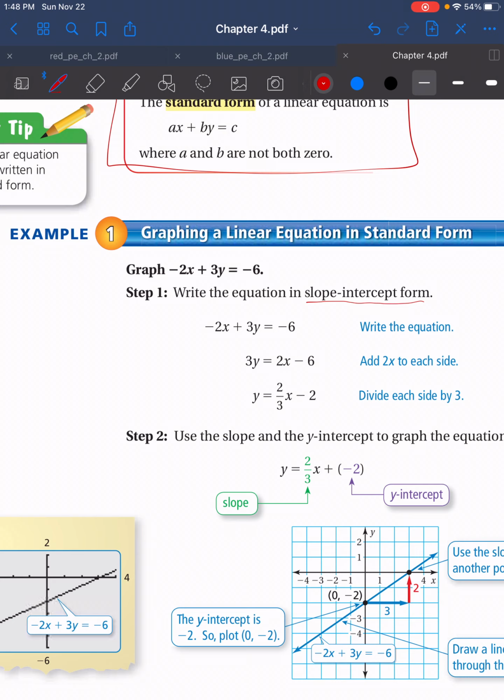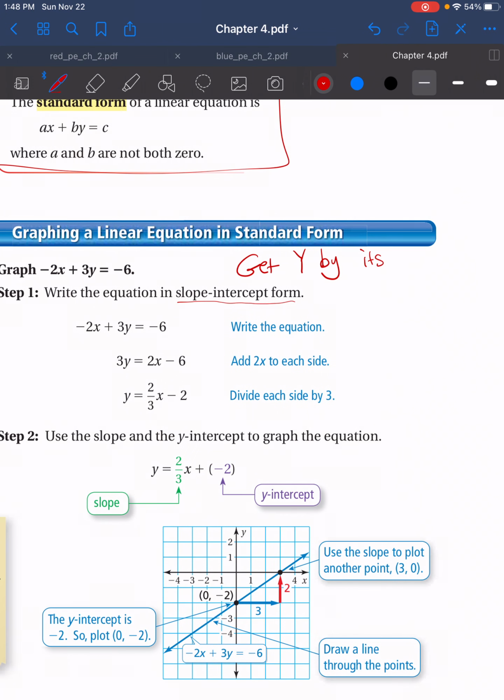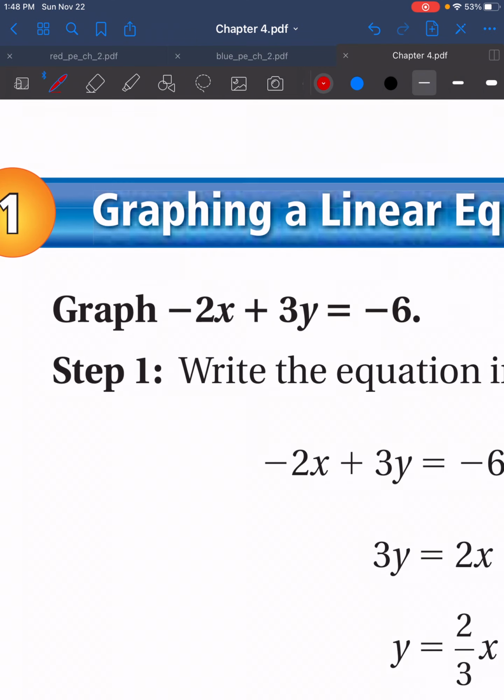So the first thing you should write in your notebook in like sparkly letters or whatever is get y by itself. Okay? That's your number one goal. If they give you standard form, you can get y by itself. Okay? So, just like before, what's happening to y? It's being multiplied by 3 directly. Indirectly, it's also being added by negative 2x. I have to get rid of negative 2x first before I can get rid of the 3. So I'm going to do the opposite of it. I'm going to add 2x to both sides.